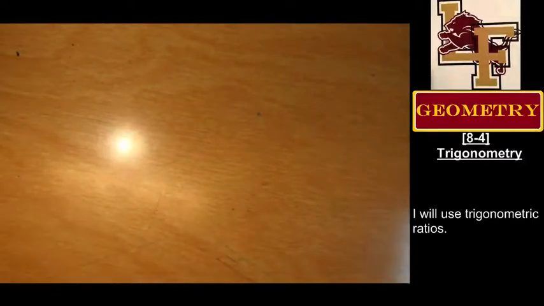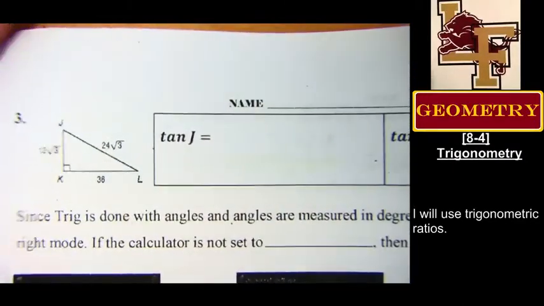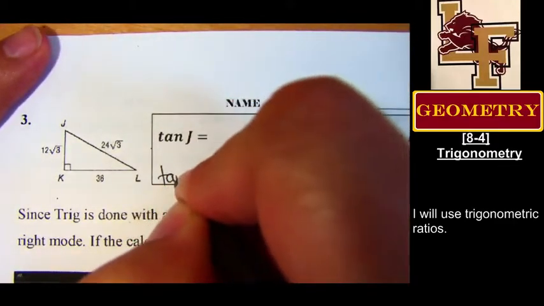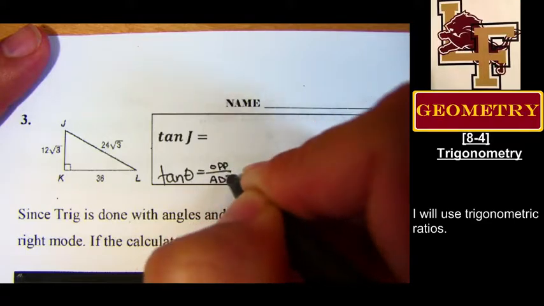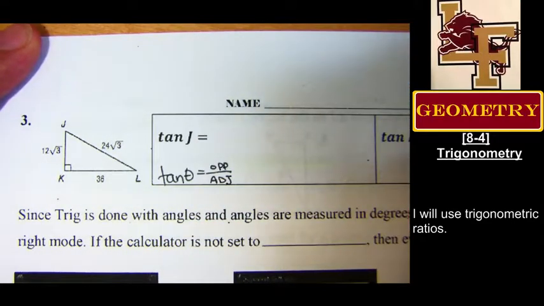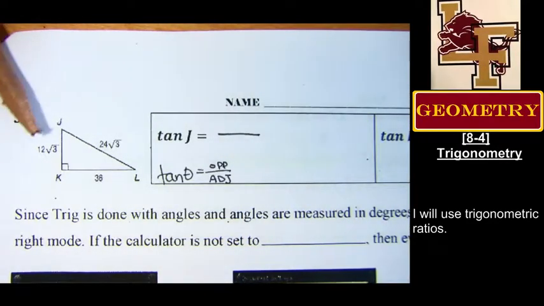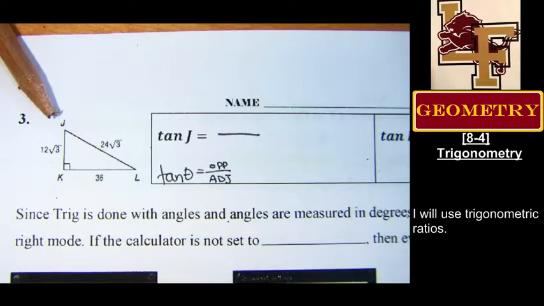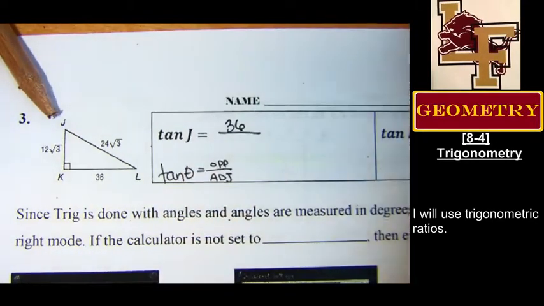Here at the top, we're going to look at number 3. We're going to do number 3 together. The tangent of any angle is given by the opposite over the adjacent. What side is opposite angle J? It's a 6, but 36, yes. You were looking at this one, right? No, you're right. It's a 6 though.